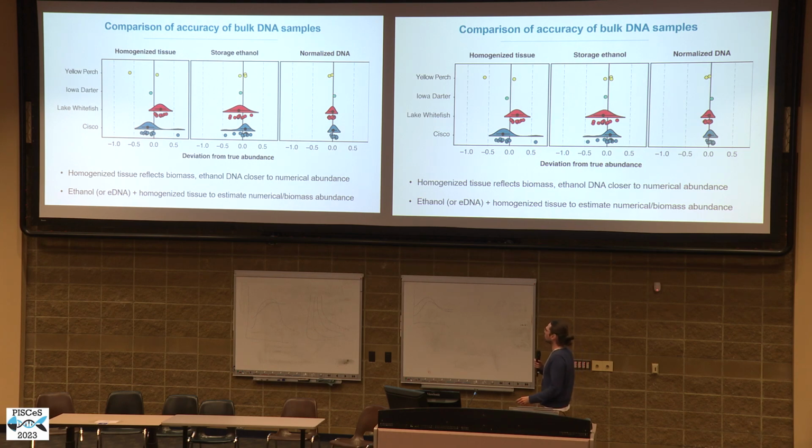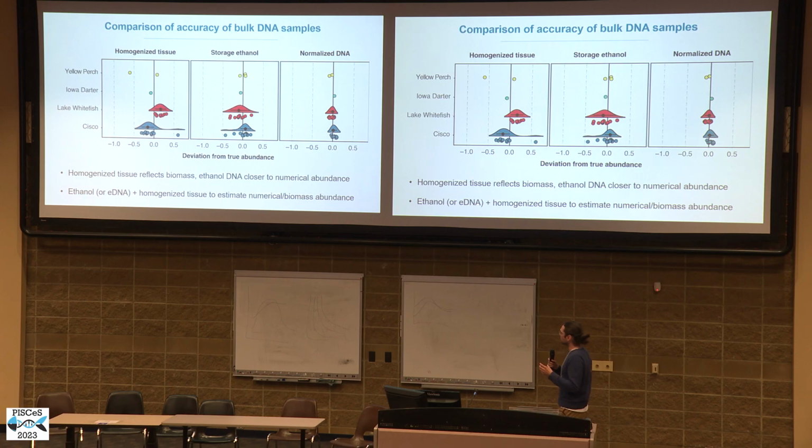I want to point out that there's that one blue dot very far to the left-hand side for the cisco. That was found in the same sample as the yellow perch, where the cisco were almost 3 times as long as the yellow perch in that sample. So it makes sense that it was very much overestimated based on the amount of DNA that those larger larval fish would have. Now this trend breaks apart when you start looking at the ethanol samples, the kind of proxy I have for eDNA.